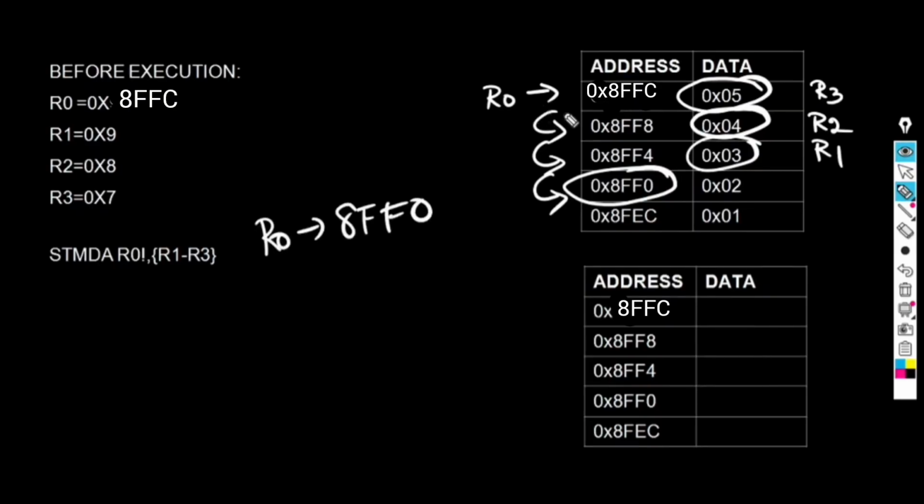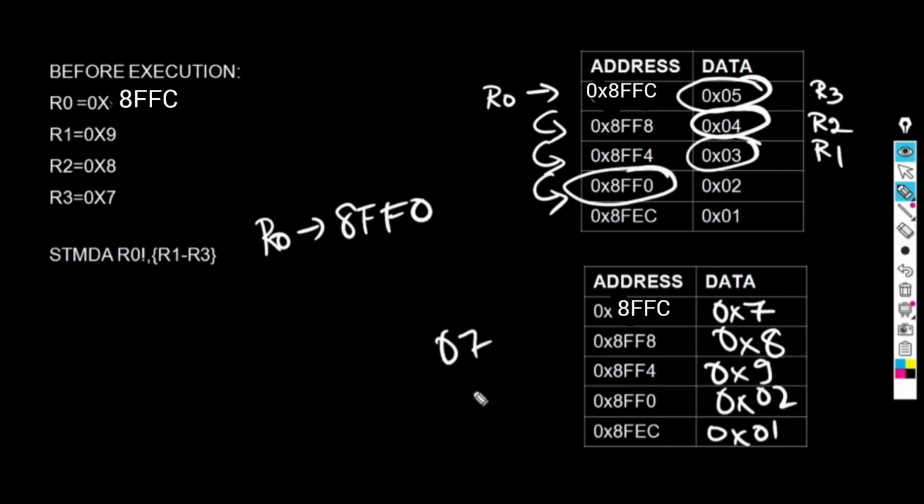We already know it's decrement after, so modify the content right from the first location. So what should be the content? 0x7, because R3 content is filled here. What is this content? This will be 0x8 and this will be 0x9. What happens to remaining value? It remains unaffected. Okay, so it doesn't matter whether I'm writing 07 or 7. Okay, in actual memory you will see that it will be written something like 00, 00, 00 and 07. Okay, because total it will constitute 32 bits.